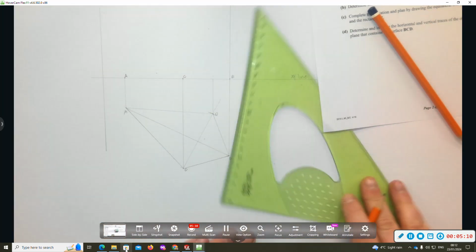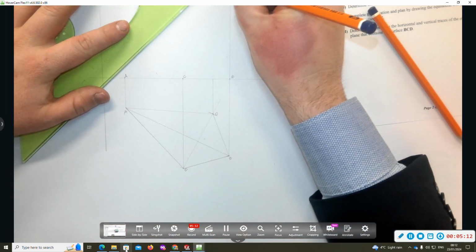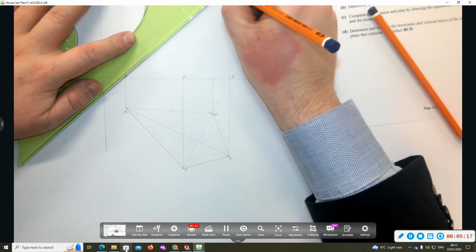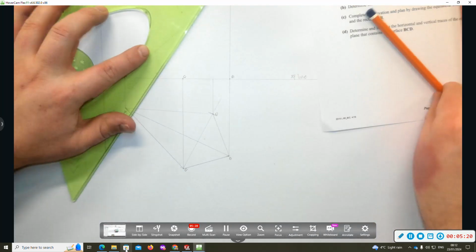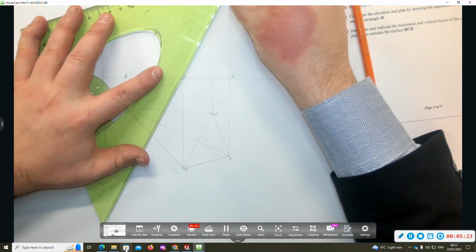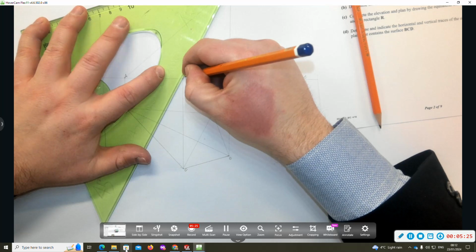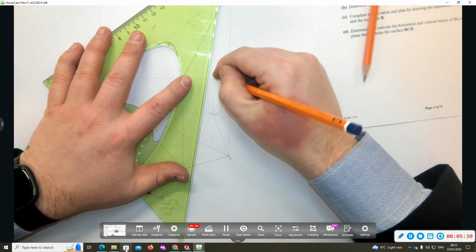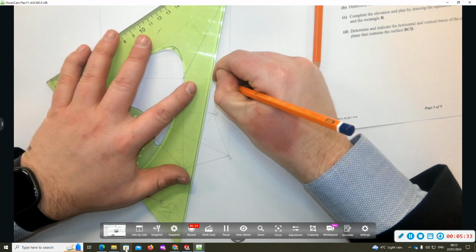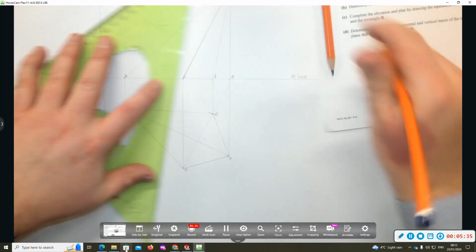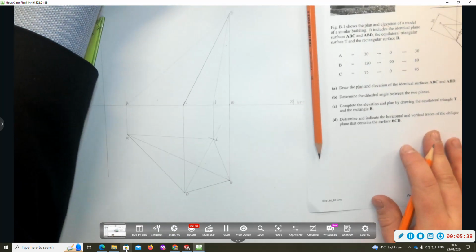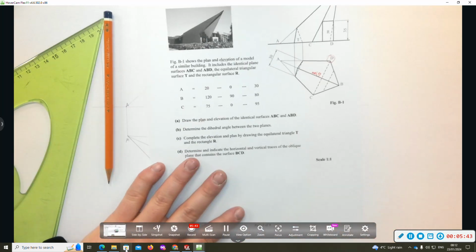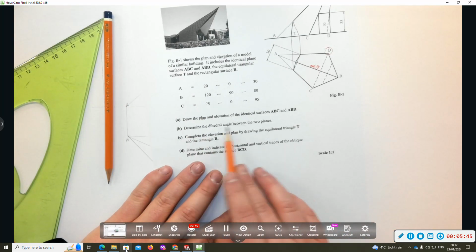It's going to be on the XY line, same as the B or the C coordinate. Now, B to A, C to B, and then D to B. So that's part A done. So they just go up to B there. That's part A done. Determine the dihedral angle between the planes.